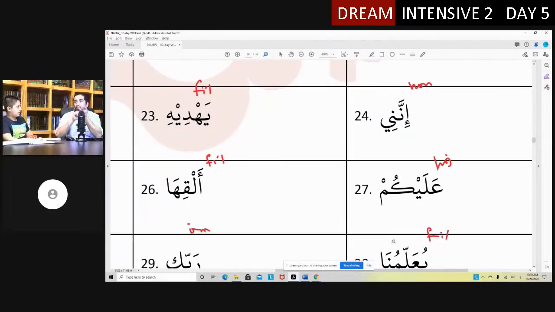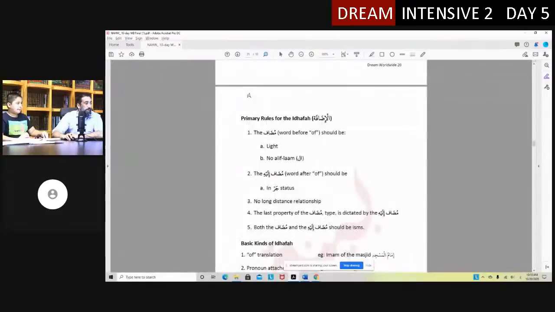What are the two times it's nasab? It's nasab if it is attached to a fi'l, and if it is from the harf of nasab. Okay, very good. I want both of you to go to page 22.